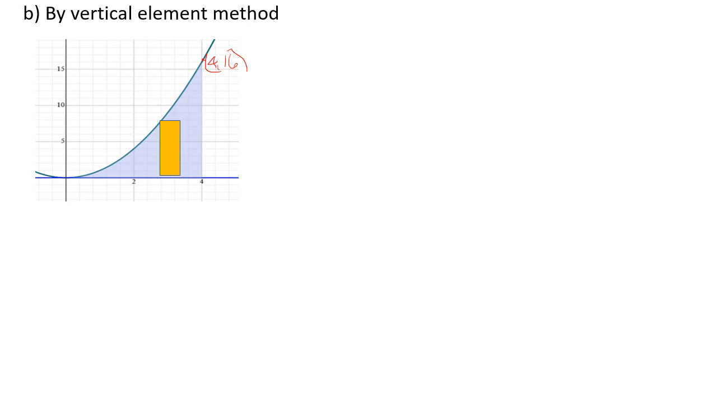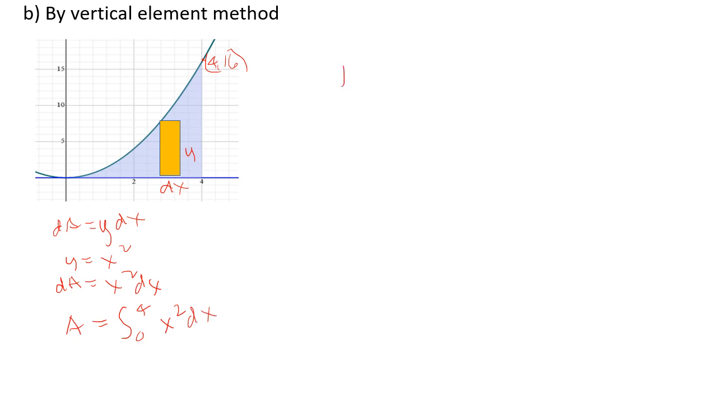So we have this one, dE equals y dx. This one is your dx, this one is your y. So y equals x squared, so your dE equals x squared dx. Integrating that, E equals the integral from 0 to 4 of x squared dx.